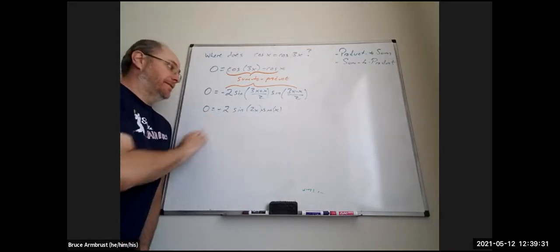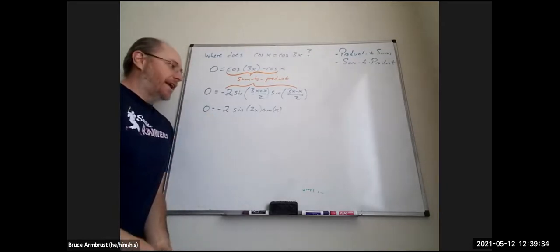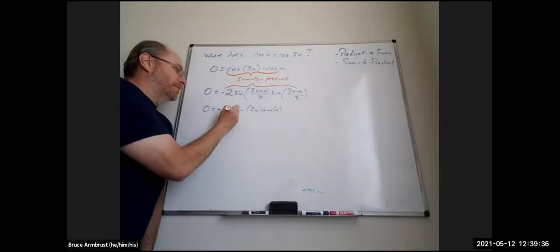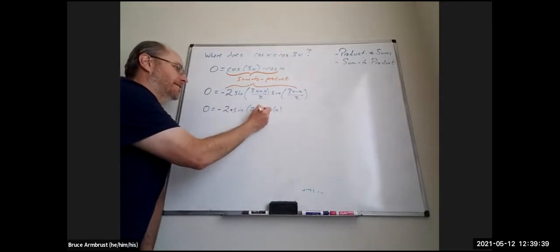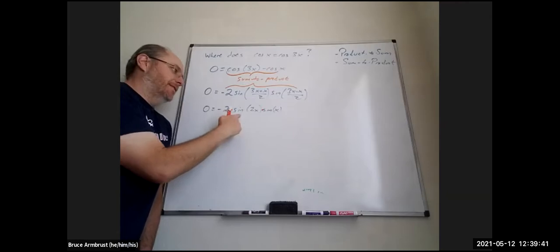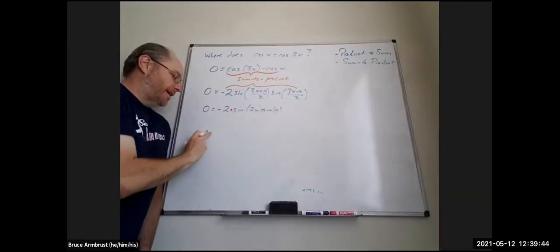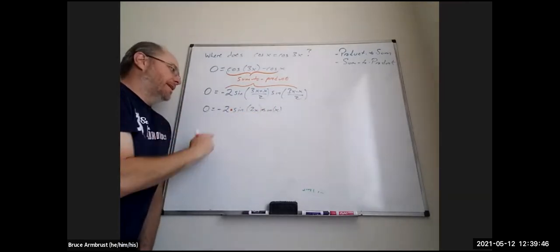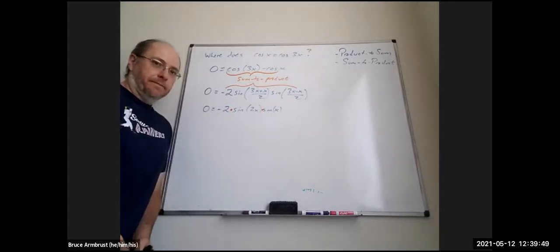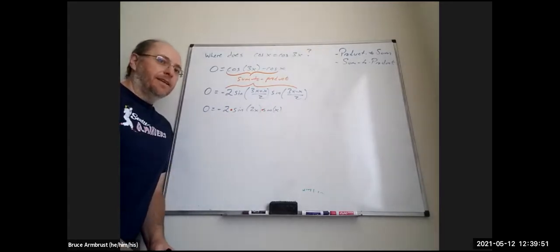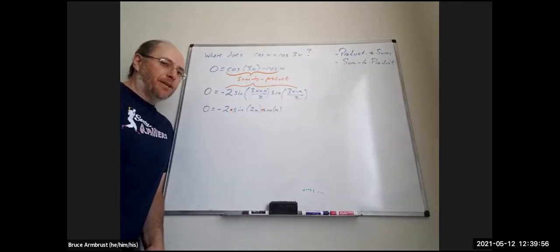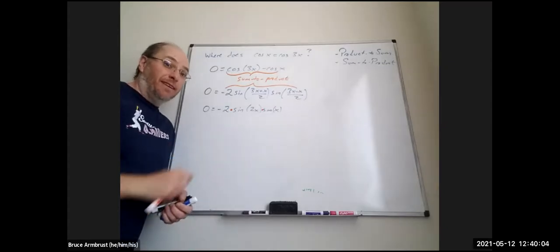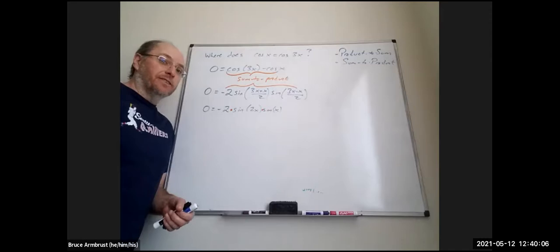Because think about this. Right now, I have 3 things that are being multiplied together: -2, sine of 2x, and sine of x. And those things, when multiplied together, equal 0. You remember factoring? You remember using factoring to help you solve equations? You take your big polynomial, you factor it, and then you can take each of those factors and set them equal to 0.